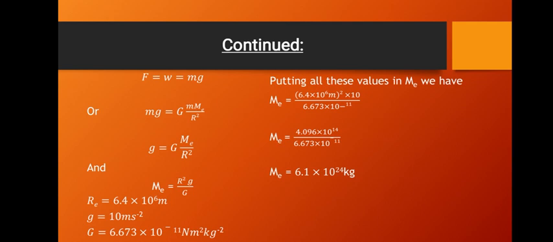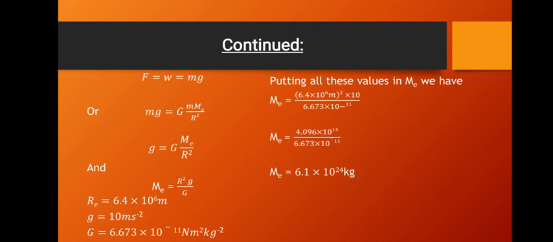Students, by putting these values in the relation, we get M_E is equal to (6.4 multiplied by 10 raised to power 6) whole square multiplied by 10, divided by 6.673 multiplied by 10 raised to power minus 11. So we have to take the square of 10 raised to power 6 and of 6.4 separately. So it will become 4.096 multiplied by 10 raised to power 14 in the numerator, and the denominator is 6.673 multiplied by 10 raised to power minus 11.